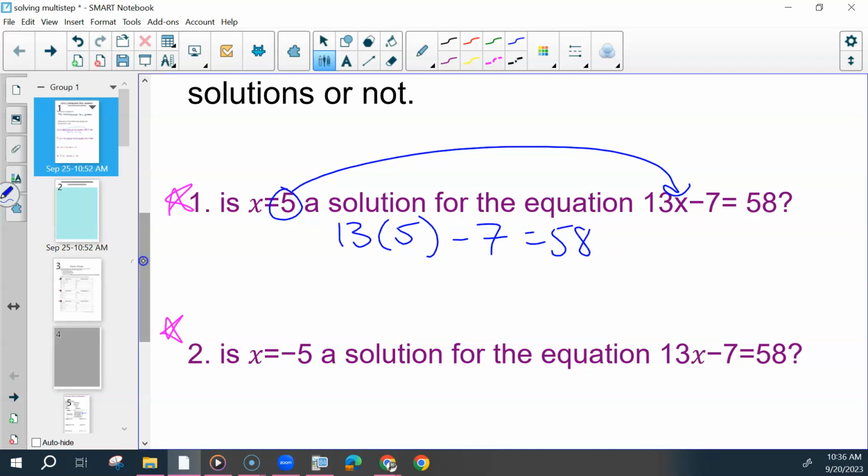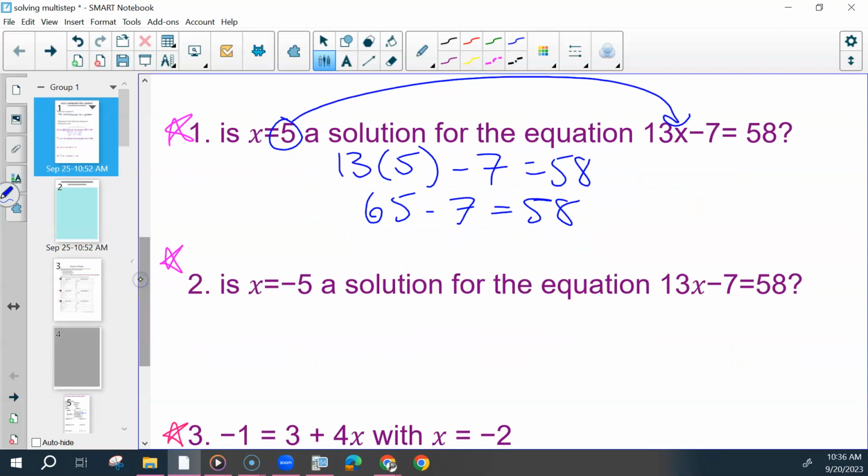Alright, so put 5 in, make sure you're using parentheses. Multiply 13 by 5, how many do you get? 65. And then if we subtract 7, we get 58. So we can say this is a true statement. This equals itself. So this would be the solution.